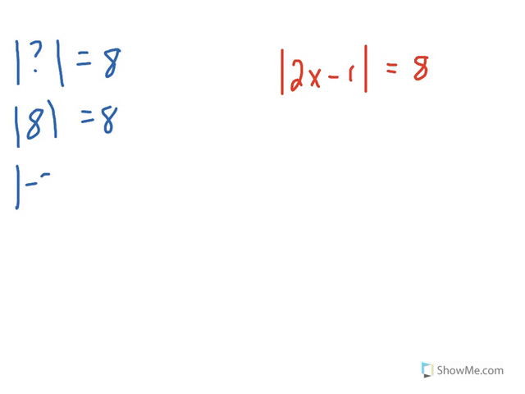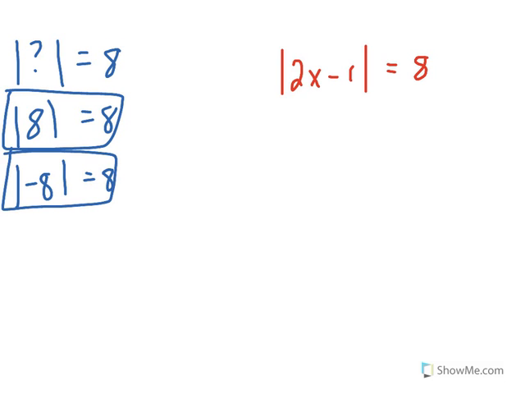What about this, though? Is that also correct? The absolute value of 8 is 8. The absolute value of negative 8 is 8. Remember, absolute value is just saying how many units away from 0 it is. It's always a positive number. So both this situation and this situation are correct, which means there are two answers to everything that has to do with absolute value. There are two possibilities.